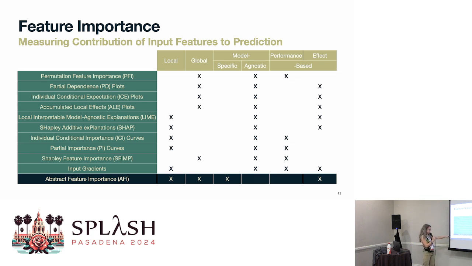The other thing that we wanted was to have something that was very fast to compute. Some of these techniques, like LIME or SHAP especially, or even PFI, are very expensive to compute, and we wanted something very, very fast.